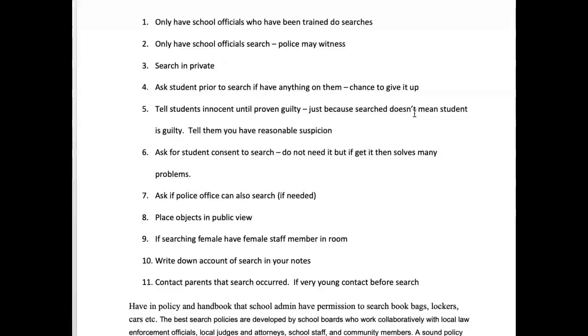Oh, yes, sir, I have cigarettes. I shouldn't have it. Don't say, okay, don't search. You still search. I would always tell my students, look, I'm just doing my job. I have reasonable suspicion that you have something on you're not supposed to have. I don't tell them what I'm looking for. Just you have something. And my job is to keep the school safe.